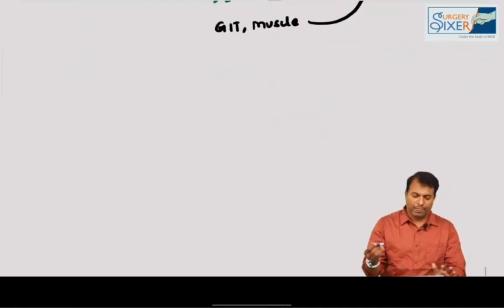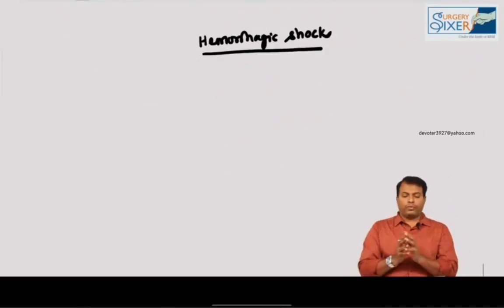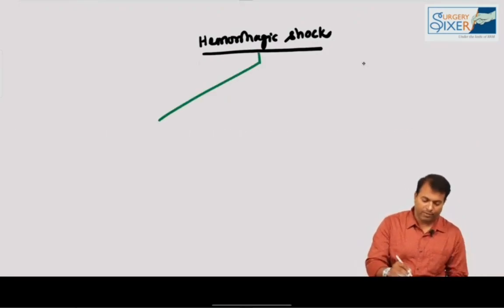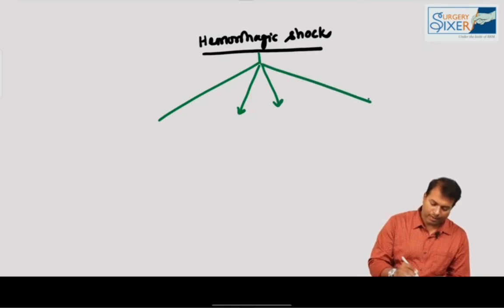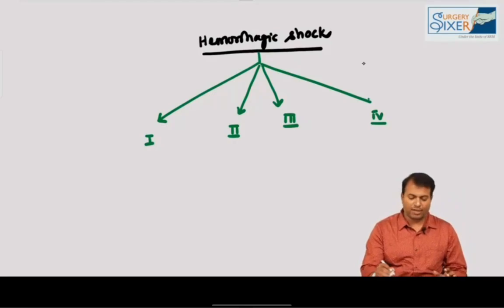Okay, so next, let us discuss one by one the various types of shocks. Let me first start my discussion with hemorrhagic shock. Hemorrhagic shock is one of the important shocks we see in trauma. There are 4 types of hemorrhagic shock: type 1, type 2, type 3, and type 4. The main difference is based on the amount of blood lost in trauma.